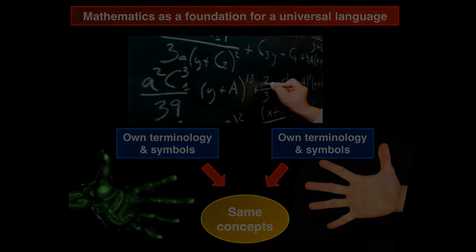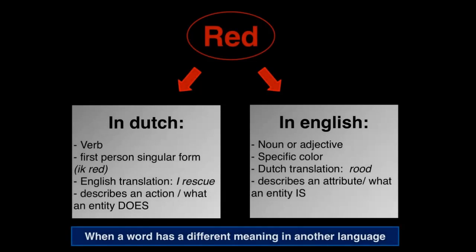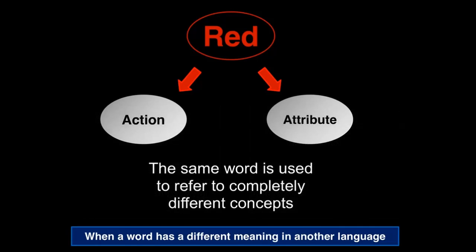Language barriers like these can exist in all kinds of scenarios. For example, the Dutch word "red" is a verb in first-person singular form that means "to rescue." However, the exact same word also exists in English, in which it refers to a specific color. Even though the word is exactly the same, it refers to vastly different concepts. One describes what an entity is in a certain respect. In other words, it's an attribute. The other describes what an entity does. In other words, it's an action.